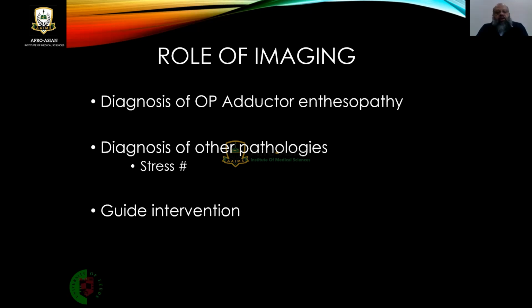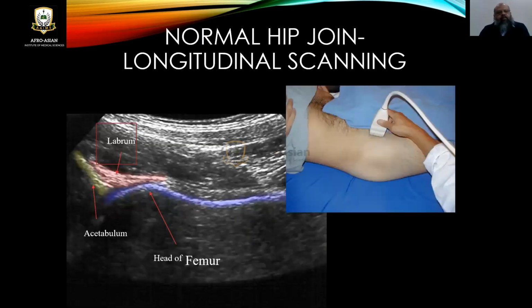The imaging includes diagnosis of adductor enthesopathy, diagnosis of other pathologies like stress fractures, and guiding interventions. Let's see how we scan for the hip joint first.